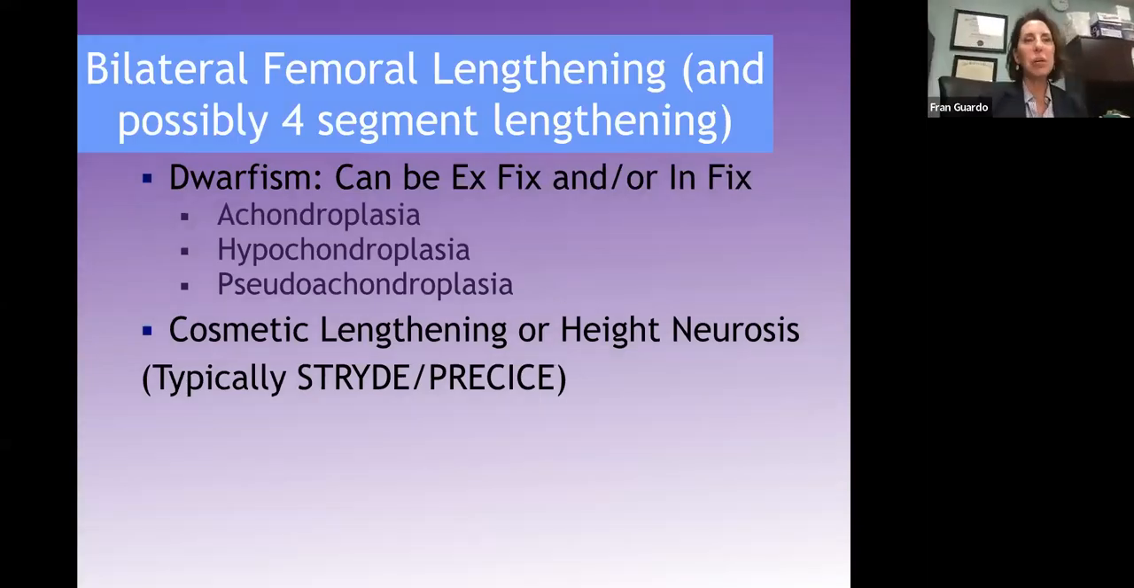Okay, so with bilateral femoral lengthening and possibly forced segment lengthening, we use it to treat a variety of conditions. Dwarfism is the most common. It can be an internal fixator or external fixator or a combination. We use it with achondroplasia. We use the 4-segment lengthening with hypochondroplasia and pseudoachondroplasia. Also, we use it with cosmetic lengthening. We do some cosmetic lengthening, and we will go on.